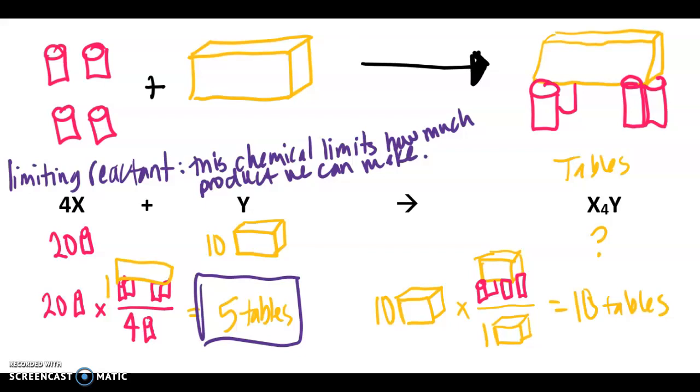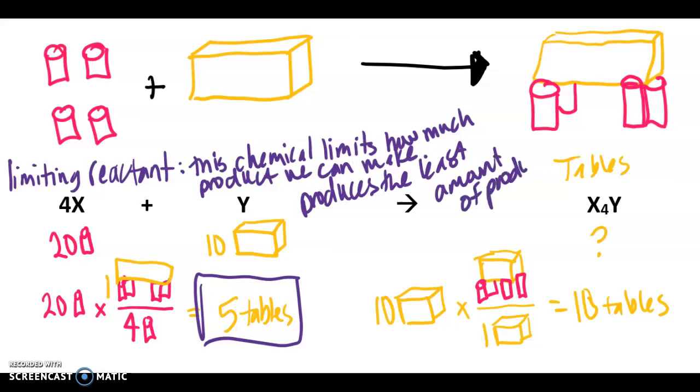And we know that it's a limiting reactant. Now, again, reactants are the things that we use to create our product. The table is the product. We know it's the limiting because it's producing the least amount of product. So we can only make 5 tables here, okay?